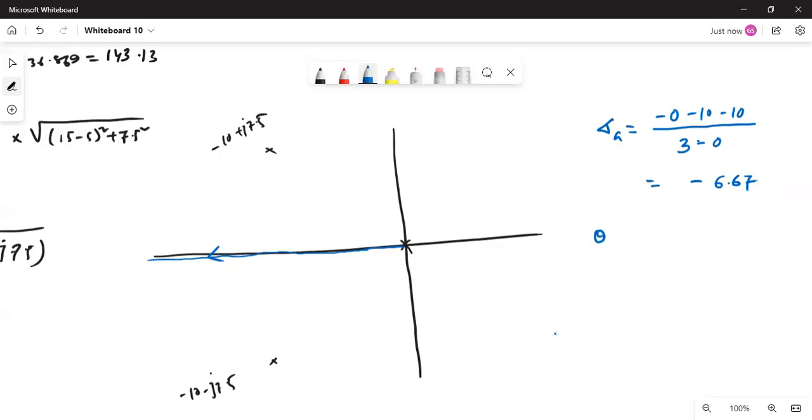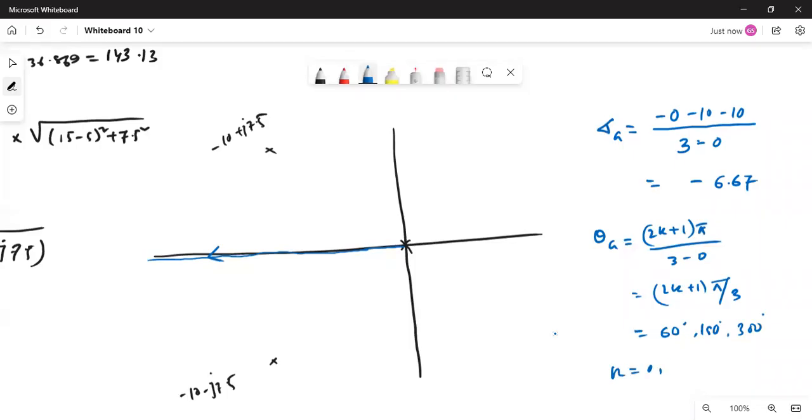And your theta A, the angle of asymptotes, will be twice k plus 1 times pi by 3 minus 0. So twice k plus 1 times pi by 3. If it is 2 of them, then 90 degrees and 270 degrees. For 3 of them, then 60 degrees, 180 degrees, as well as 300 degrees, for k equal to 0, 1, 2.